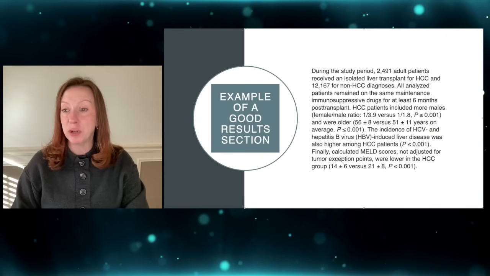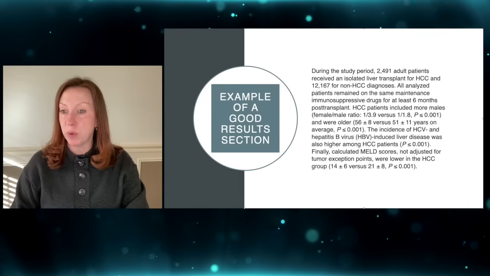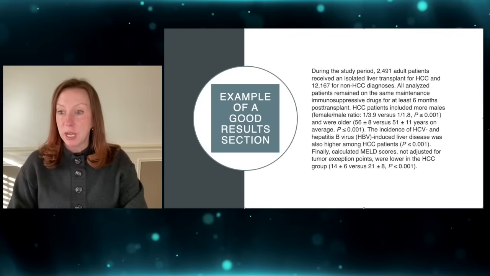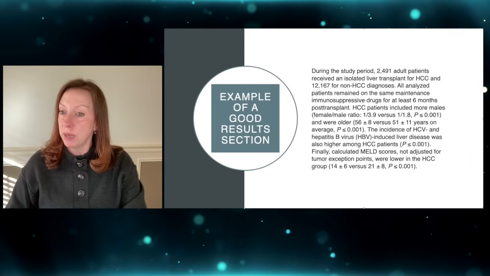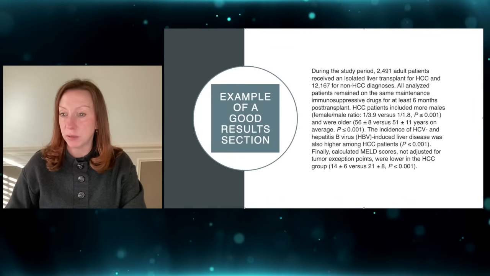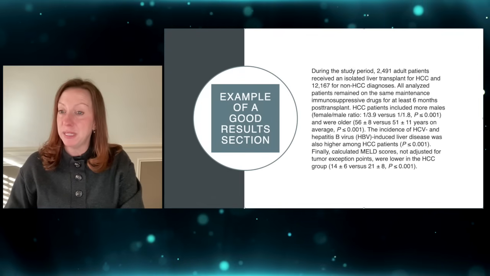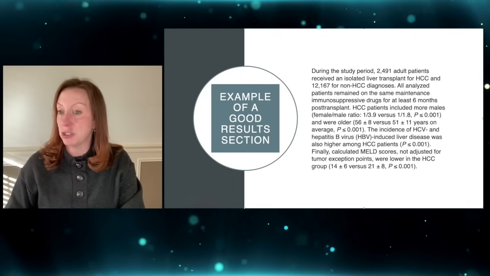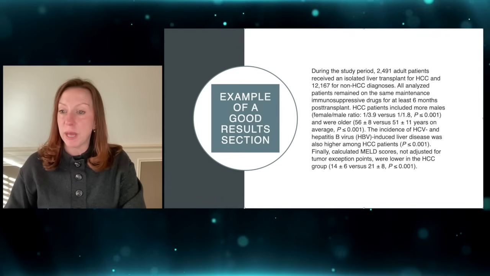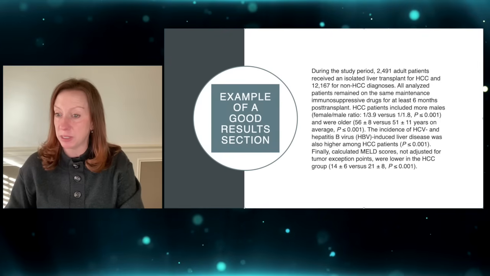Here is an example of a good results section. I am not going to read it directly to you, but what you will see is me highlight these components that we said were important. So you can see the number here during the study period is called out at 2,400 adult patients. You see the diagnosis. This is HCC or hepatocellular carcinoma. You see that they were all analyzed on a particular regimen and for at least 6 months, including a time frame.